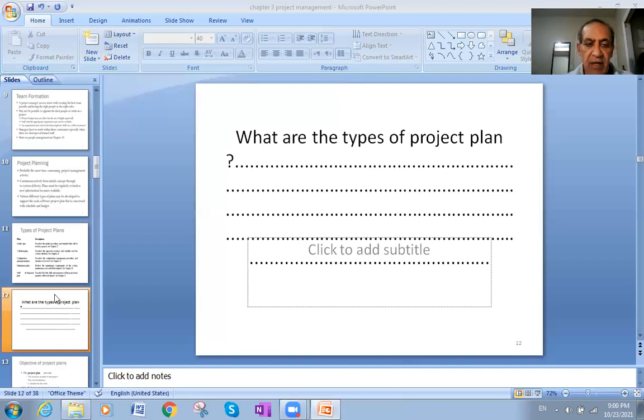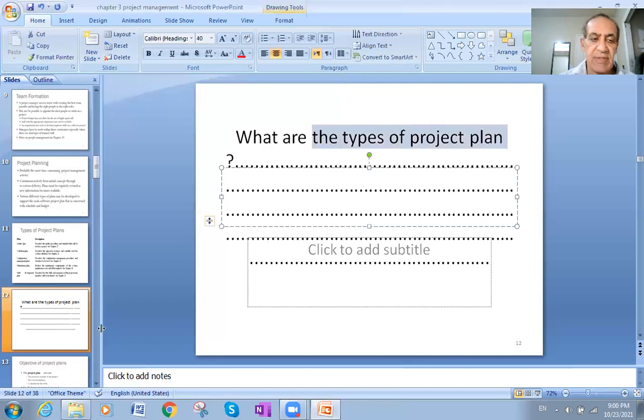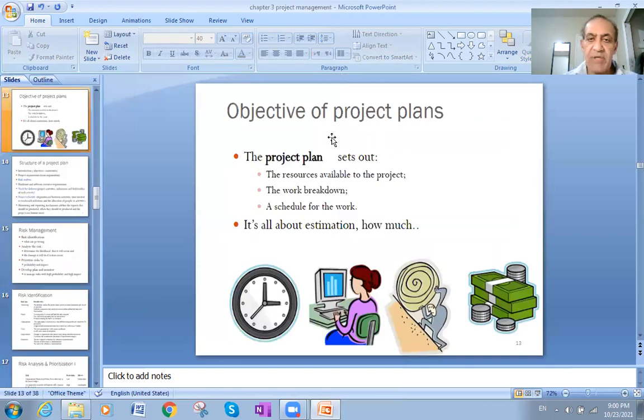So we are back now to the next. We have the types of project plan, and we are done with this. So we'll go now to the objective of project plan. What is the objective of the project plan? The project plan sets out the resources available to the project.